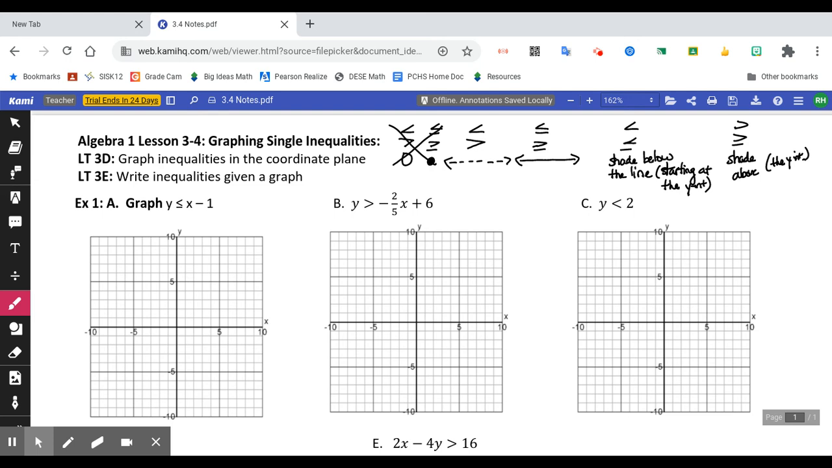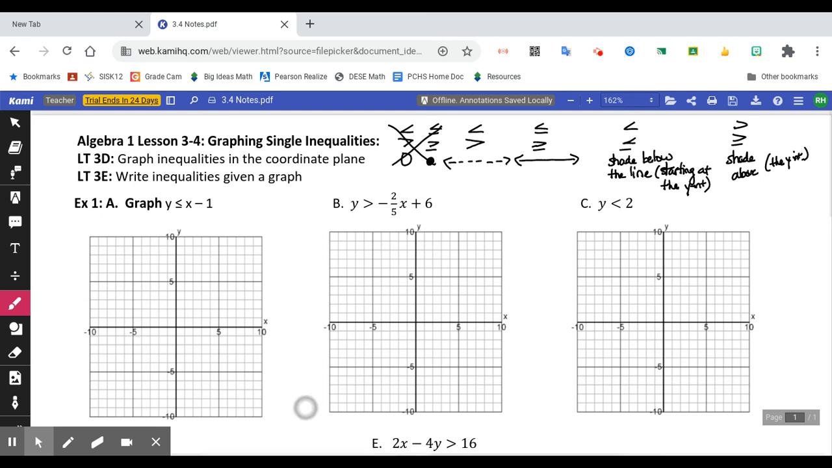Okay? So let's start with the first one and see how we do. It always has to be in slope-intercept form. So if it's not, we're going to have to rewrite it. So that's another little tip out here. It has to be in slope-intercept form to graph it. Okay? So we're going to start with the first one. This is our y-intercept, right? So we start there at -1.